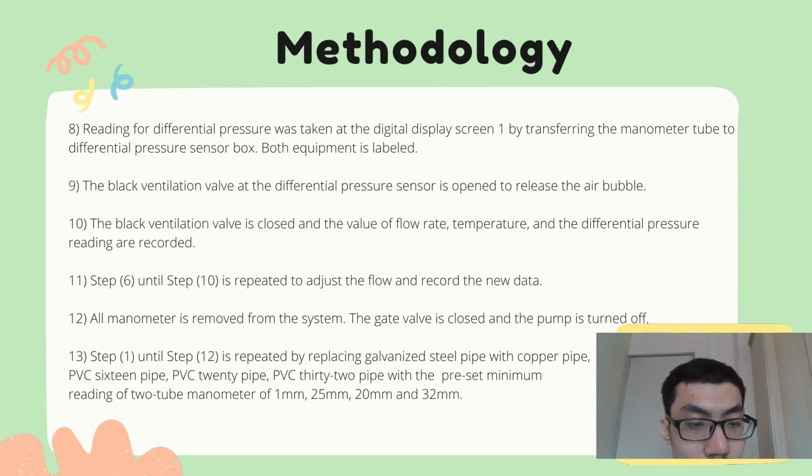Lastly, all manometers are removed from the system, the gate valve is closed and the pump is turned off. Step 1 until step 12 is repeated by replacing the galvanized steel pipe with copper pipe, PVC 16 pipe, PVC 20 pipe, PVC 32 pipe with the preset minimum reading of the 2-tube manometer of 1 mm, 35 mm, 30 mm, 22 mm.